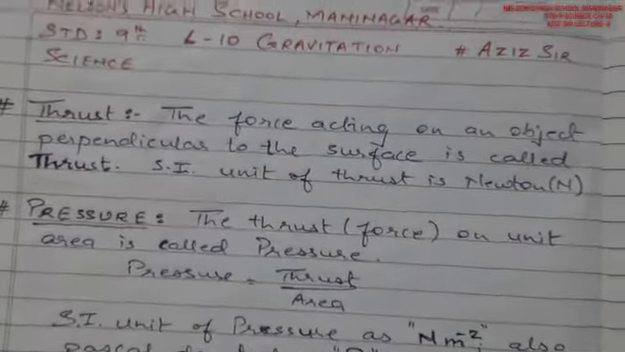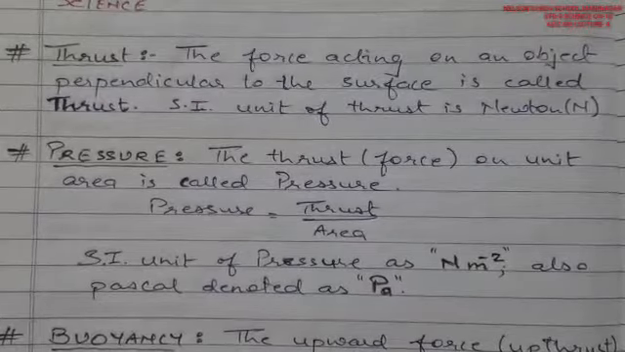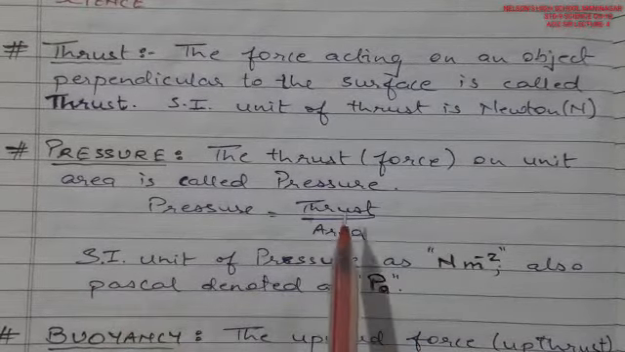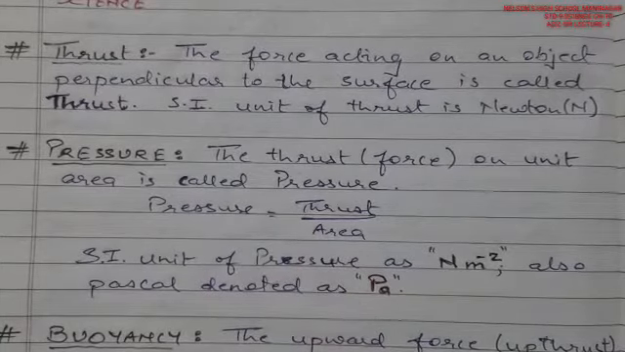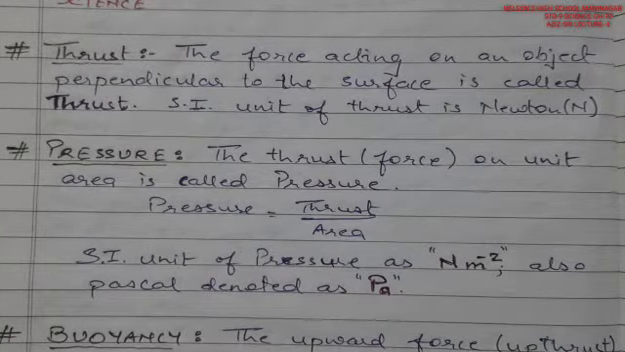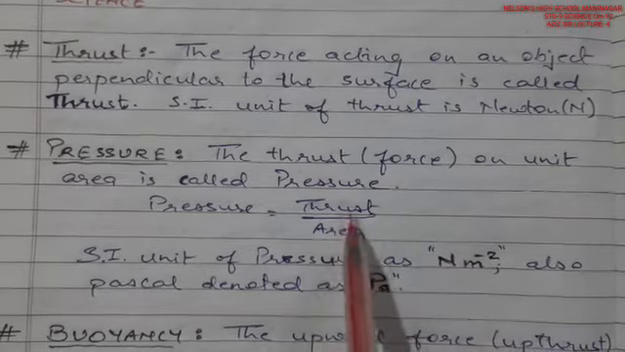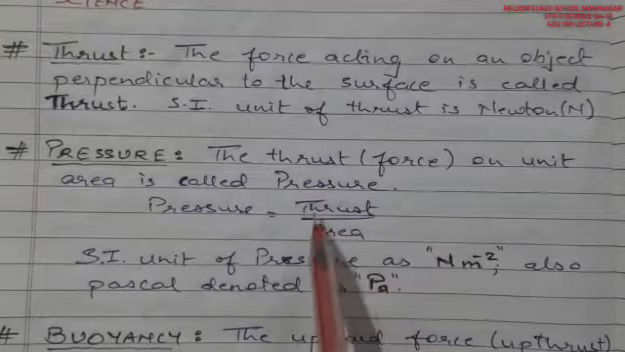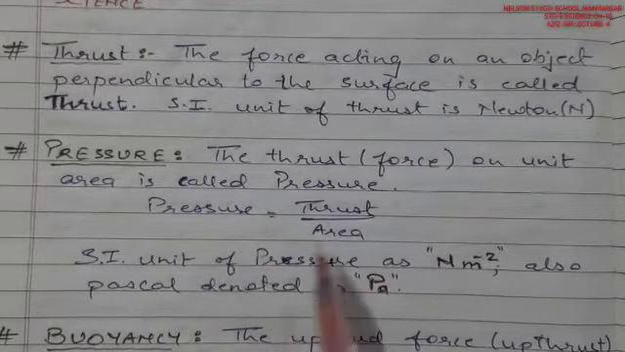The next point is pressure. Now the thrust, that is, the perpendicular force on the surface area, is called pressure. That means the force exerted on a particular area. If the area is reduced, then the pressure is going to increase, because pressure is thrust upon area. If the area is going to increase, then the pressure is going to decrease, right?